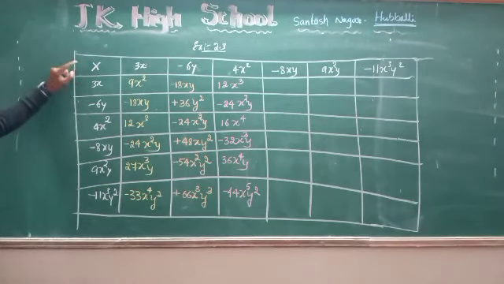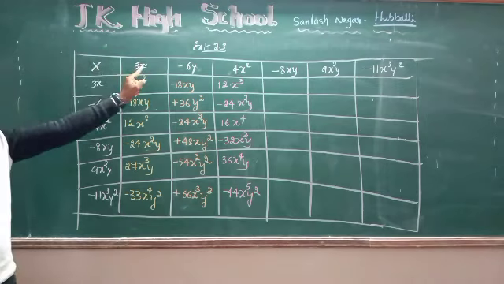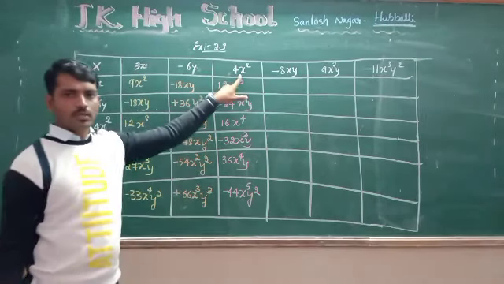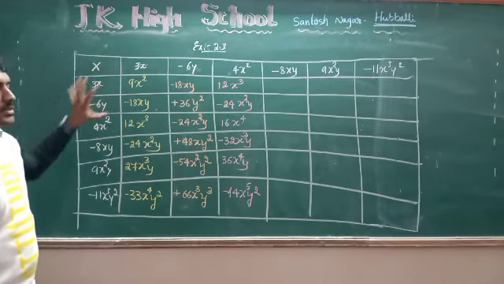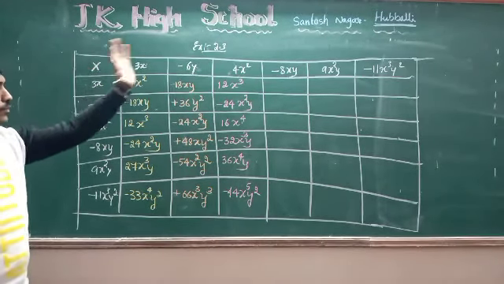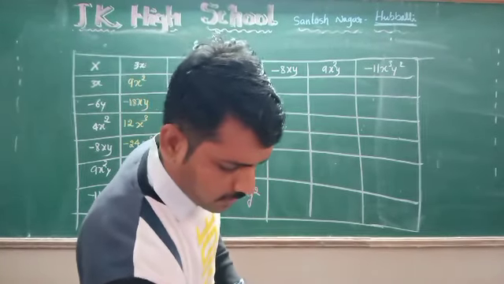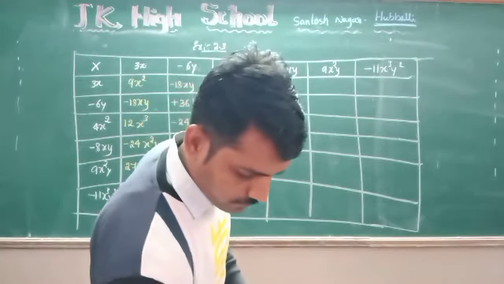Understood? First row, first column, first row, second column, first row, third column. So we have multiplied rows with columns. Next come to the fourth one. To do the fourth one, the same thing will come.